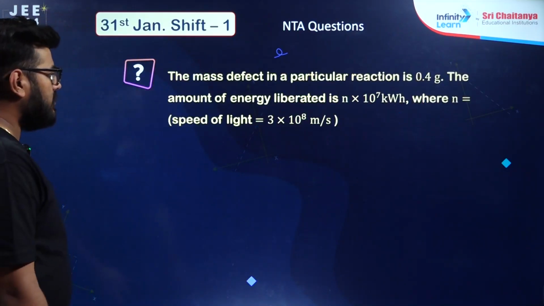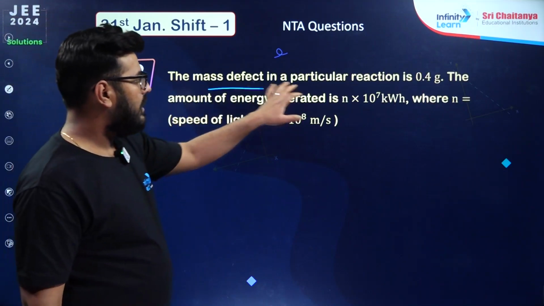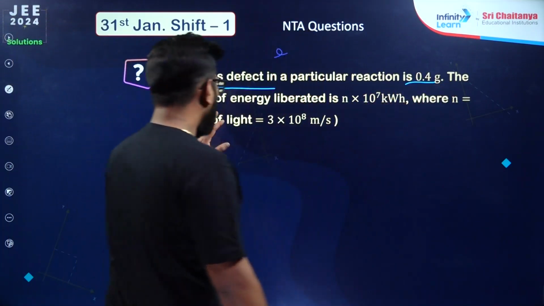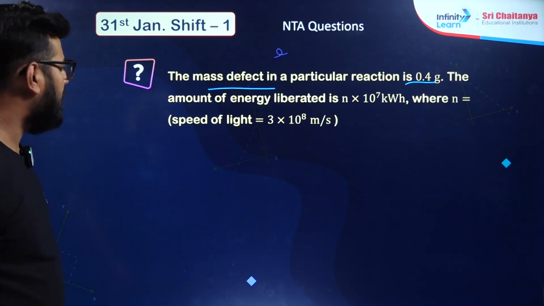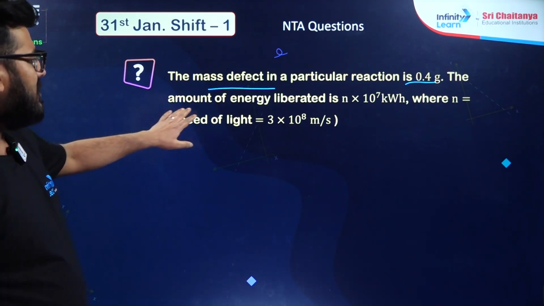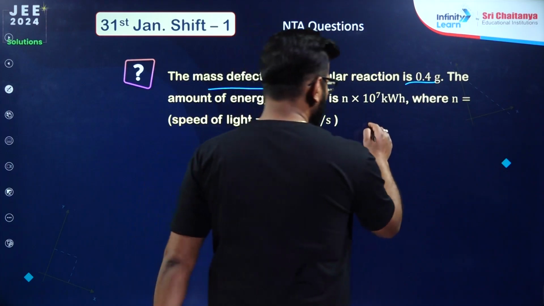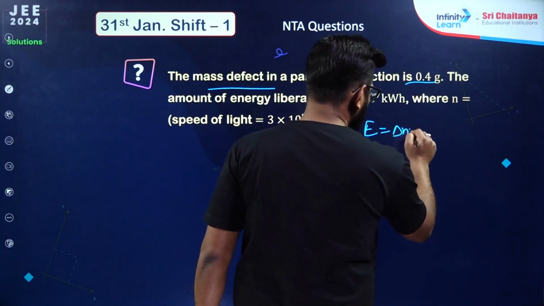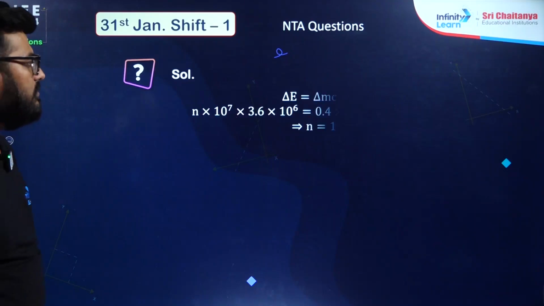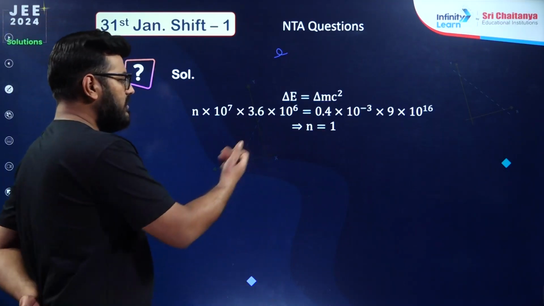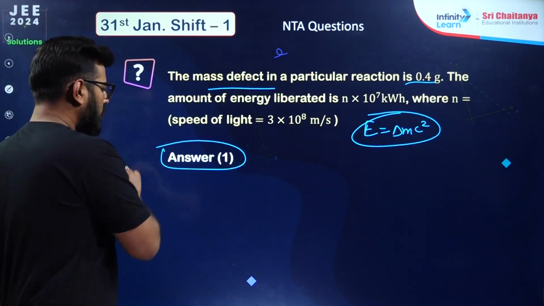Okay, done, sir. The mass defect in a particular reaction is 0.4 gram. The amount of energy liberated is n into 10 raised to the power 17 kilowatt hour, where n is. So if the mass defect is this, the amount of energy liberated is simple. E is equal to delta m c square. This is a very simple problem, right? Based on that Einstein equation, you can very easily find out the n value is equal to 1 over here.